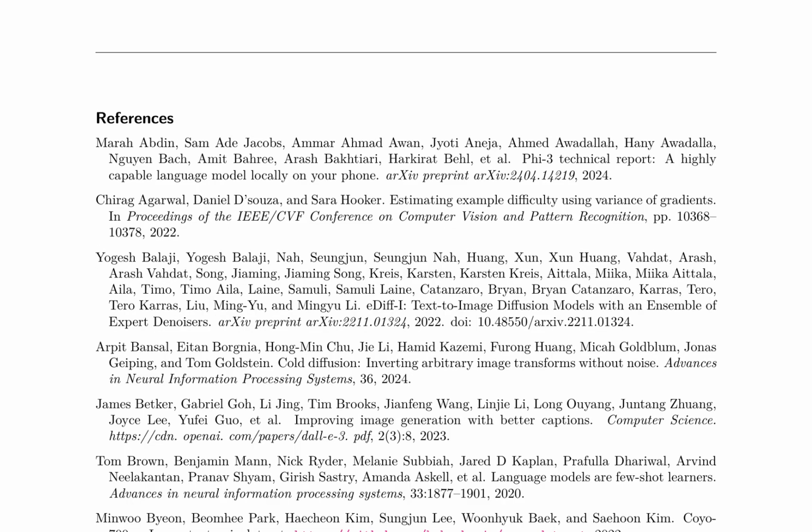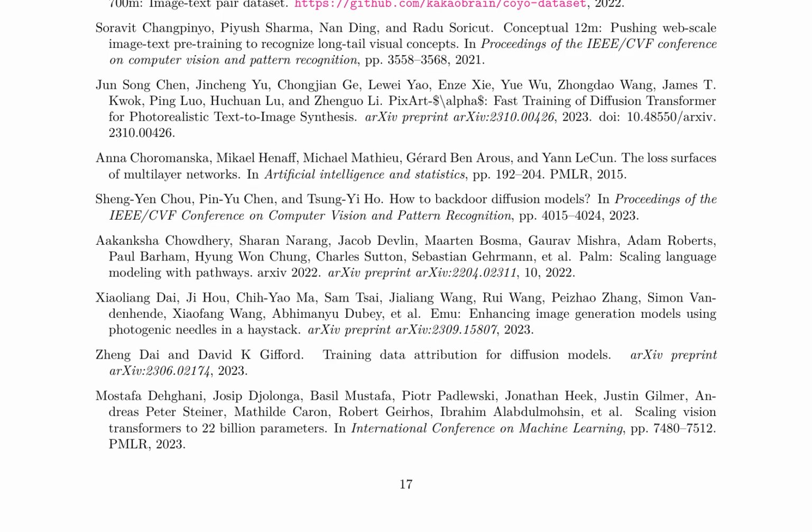The paper discusses the development of a new text-to-image model, Phi-3, which is designed to be highly capable and efficient for use on mobile devices. The model is trained using a combination of techniques, including variants of gradients to estimate example difficulty and an ensemble of expert denoisers for improved performance. The authors also explore the use of cold diffusion, a method that inverts arbitrary image transforms without noise, and its potential applications in image generation tasks.